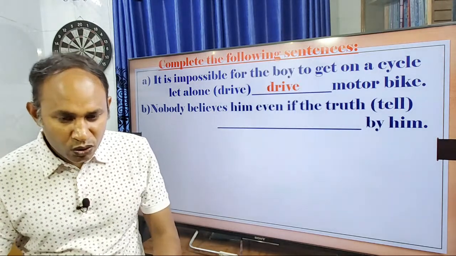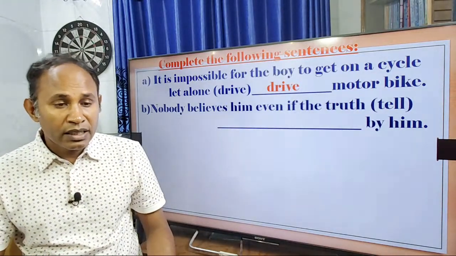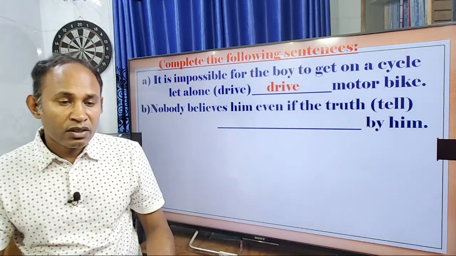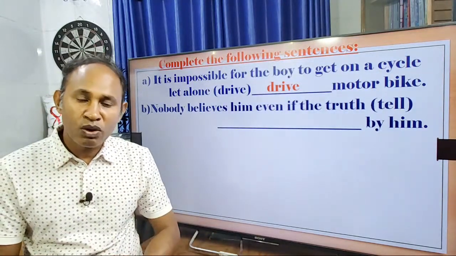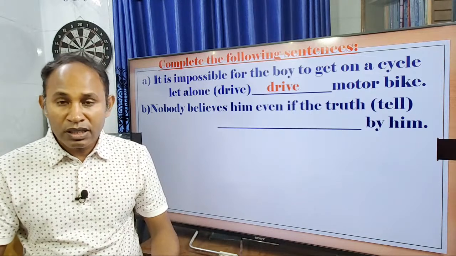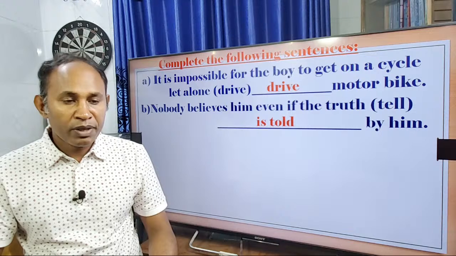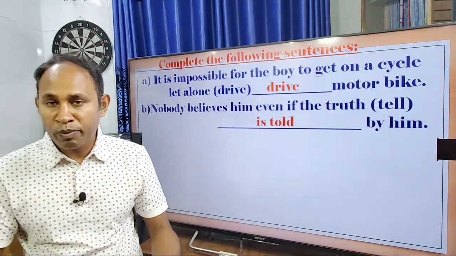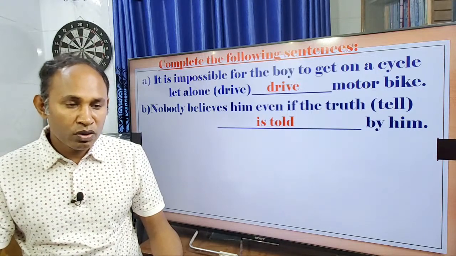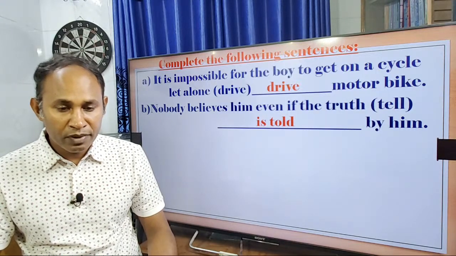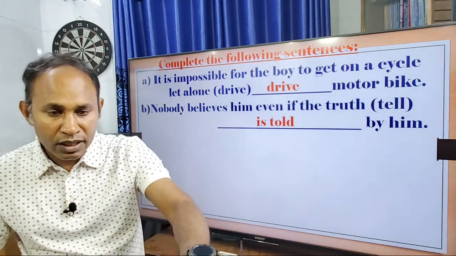Okay, thank you. So listen to me. This is called a zero conditional. Notice here that nobody believes him, even if the truth is told, told, not was told. So nobody believes him even if the truth is told by him. Though he tells the truth, nobody believes him. That's why "is told" is the right answer.